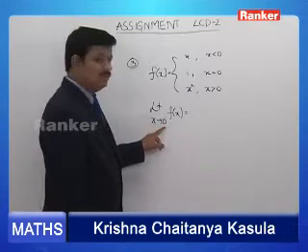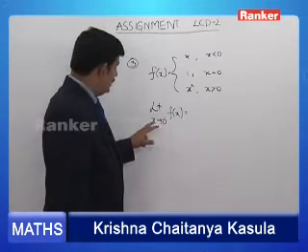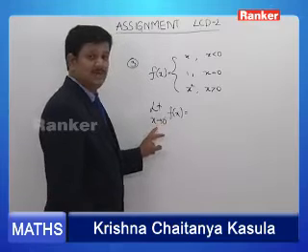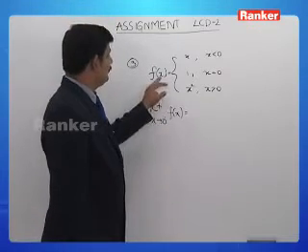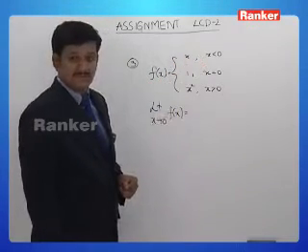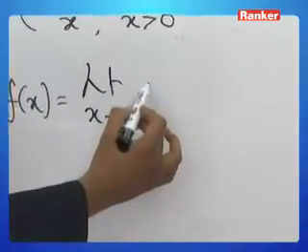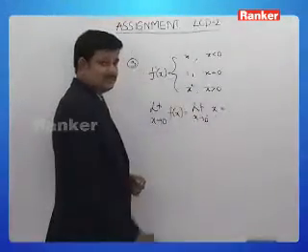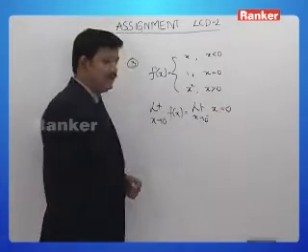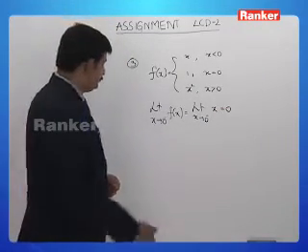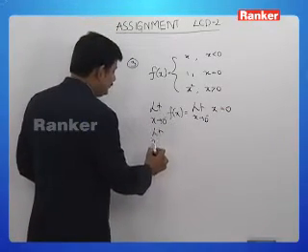The limit as x tends to 0 minus is the left hand limit, where x is slightly less than 0, and whenever x is slightly less than 0, f of x is defined as x. So this is the limit as x tends to 0 minus of x, which is 0. So the left hand limit, we can see, is 0. And let us look at the right hand limit.